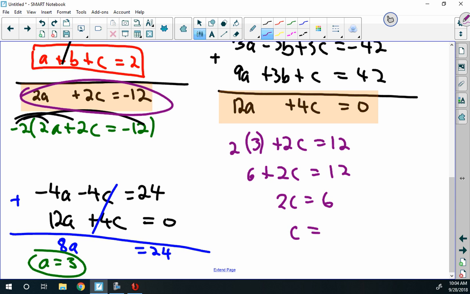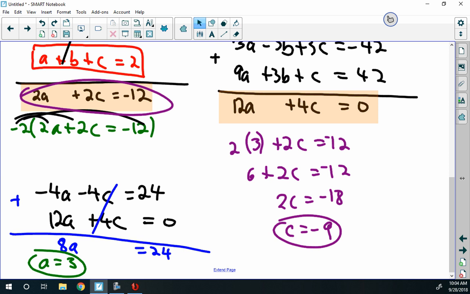Is it negative? Thank you. Good looking out. Thank you so much. Appreciate that. That would have really messed things up. Oh, man. So that's going to be negative 18, and c is negative 9 then? All right. So c is negative 9. Thank you for saying something about that.